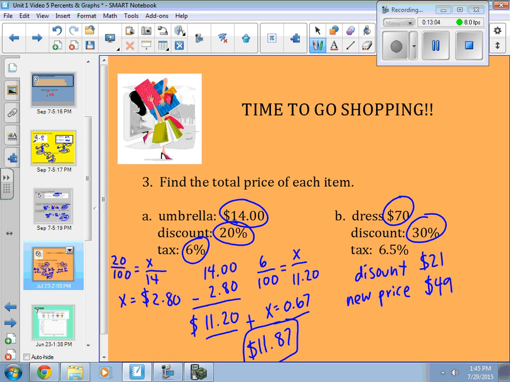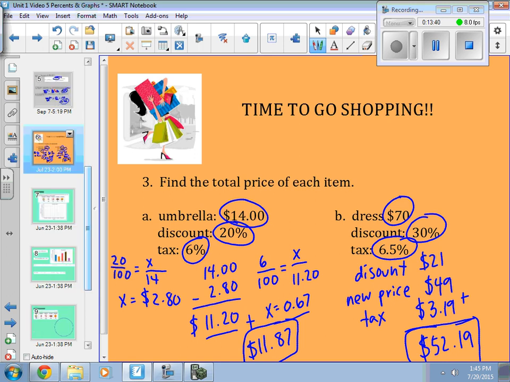Then you have to do a percentage with 6.5% tax and find out what the tax is going to be. If you do that, the tax on this $49 item should have been about $3.19. So finally add these two up, and the total price, if you did it correctly, should have been $52.19. So if you did that one right, you're right on the mark here of what you're supposed to be doing.